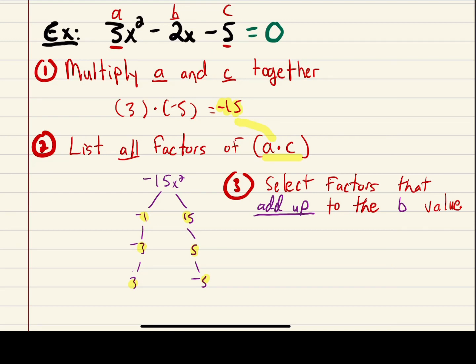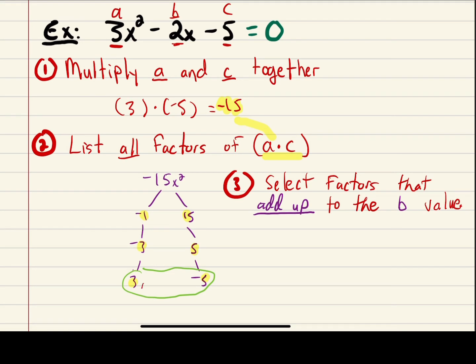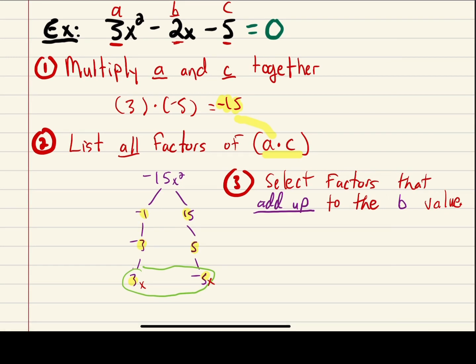The third step is to select factors that add up to the b value. And remember that the b value is the negative 2 here. So when I look at negative 1 and 15, negative 3 and 5, and 3 and negative 5, I could see that these factors here add up to the b value. And so what I'm going to do is I'm going to put an x beside each of these. And the reason why we're going to do that is because when I multiply these, they're going to give me the x squared. So I've chosen 3x and minus 5x.